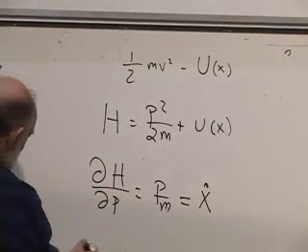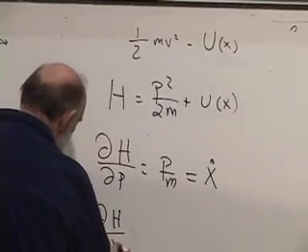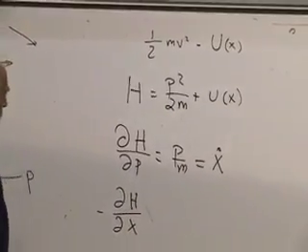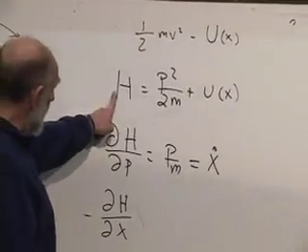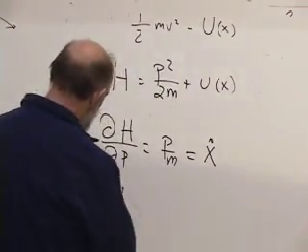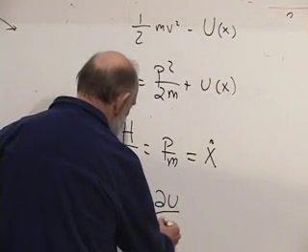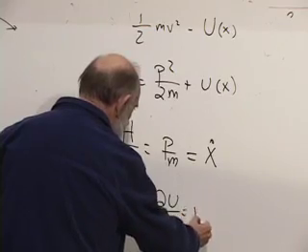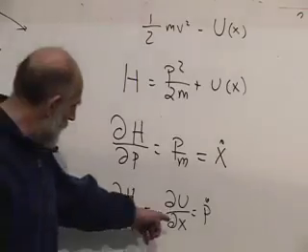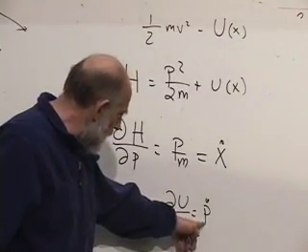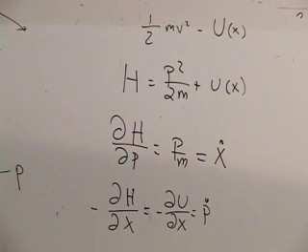And what about the other equation? Minus dH/dx should equal p dot. The dH/dx, that's just dU/dx, minus dU/dx, that's equal to p dot. Well, that's just Newton's equations. Mass times acceleration is equal to force.